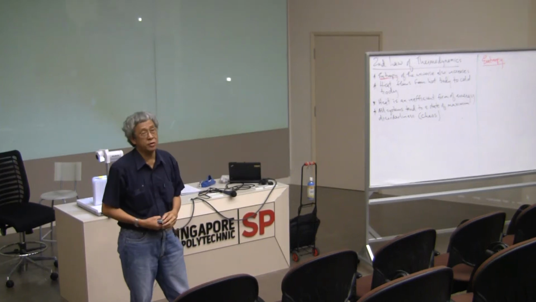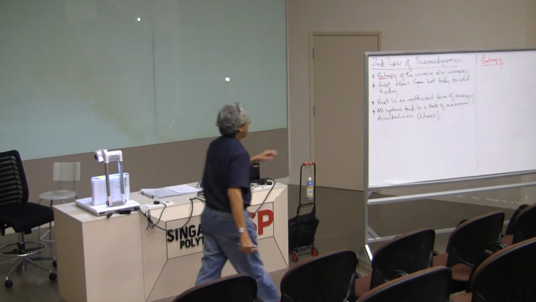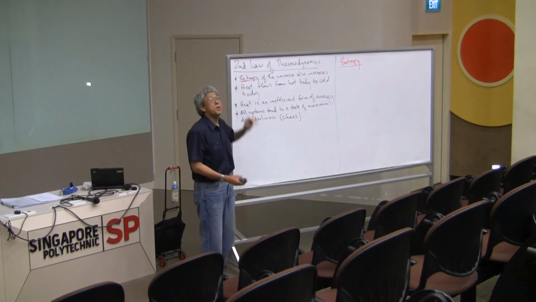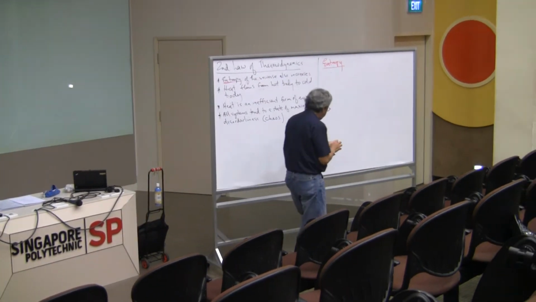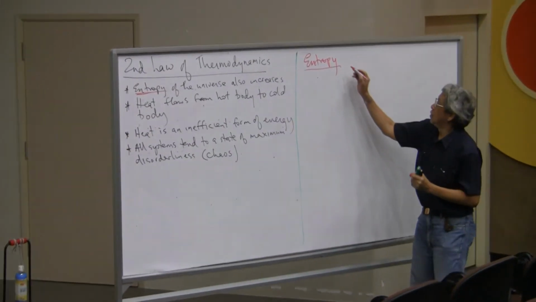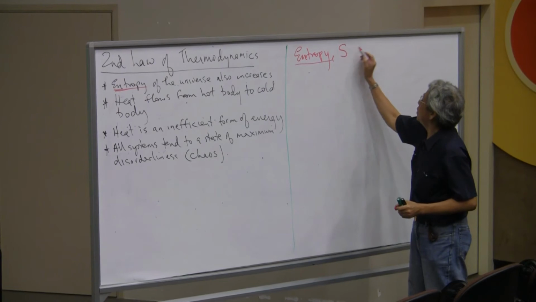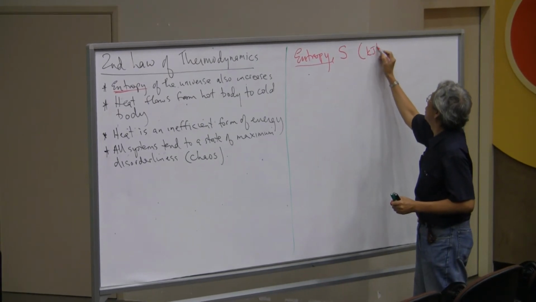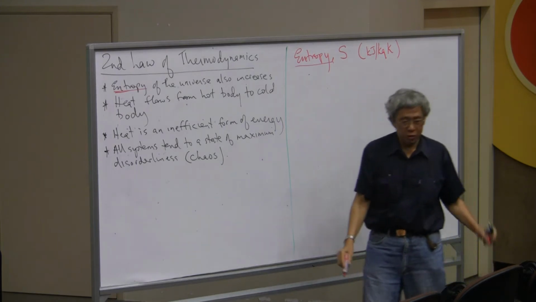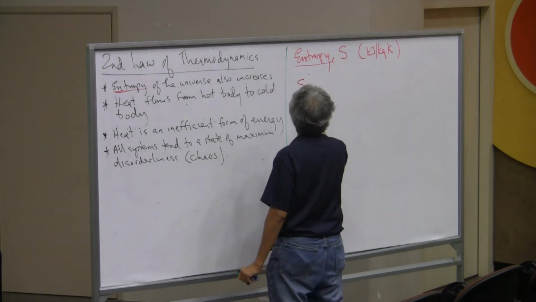Behind it is actually your second law. As far as the first statement is concerned, you have your entropy, and at the end of the class, this is where we define it. The symbol for entropy is S, the unit is kilojoule per kilogram K. So the definition is this.